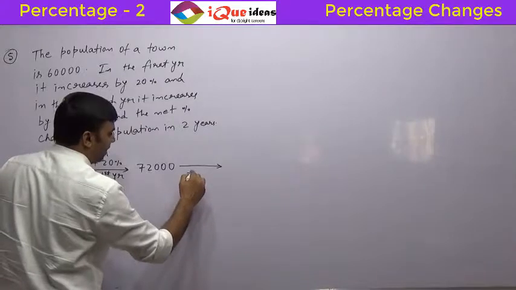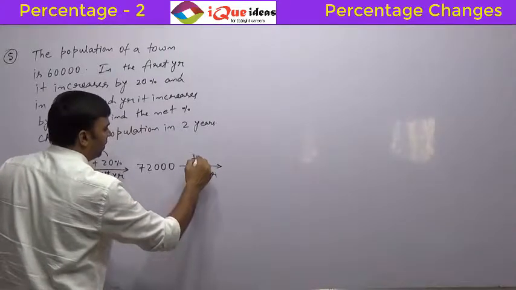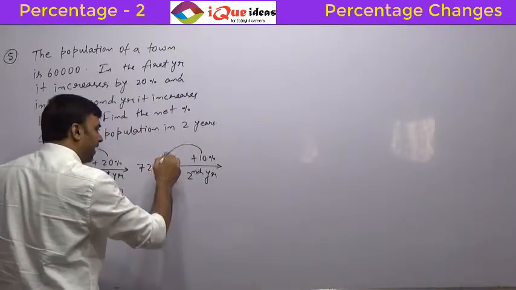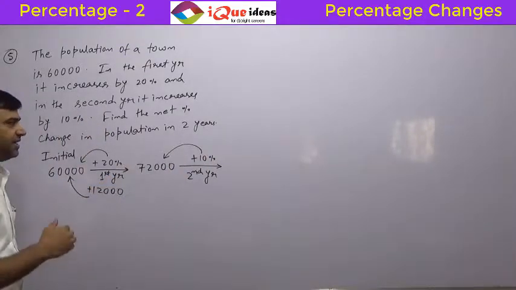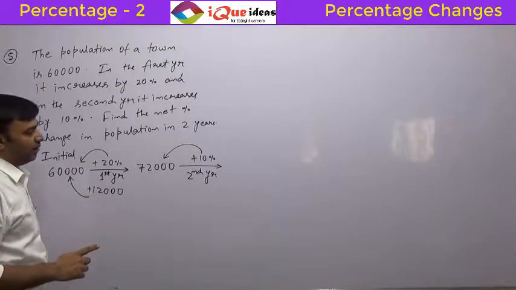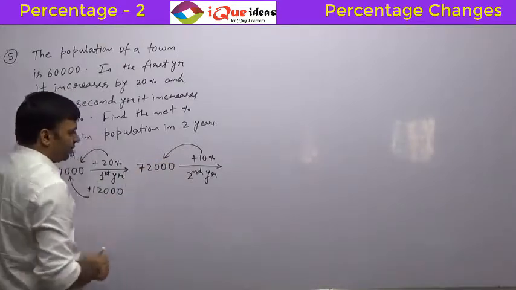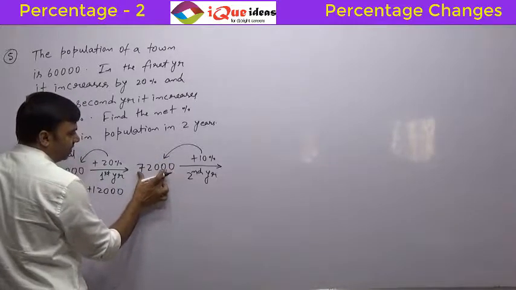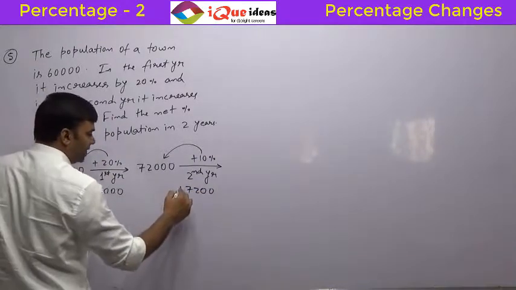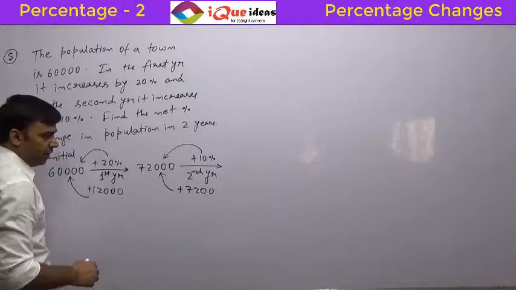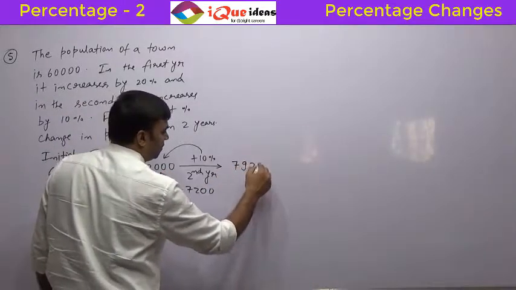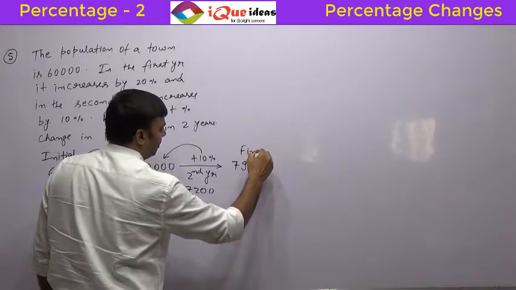Now what will happen in the second year? In the second year, the population increases by 10%. As I said, by default, the next change will happen on the new value, and it will keep on happening like this. That is why I said compounded. Population is always calculated compounded. So 10% of 72,000: 100% is 72,000, so 10% is 7,200. So 7,200 is the incremental value in the second year. This will get added to 72,000, so the final value will become 72,000 plus 7,200, that is 79,200. So this is the final population.